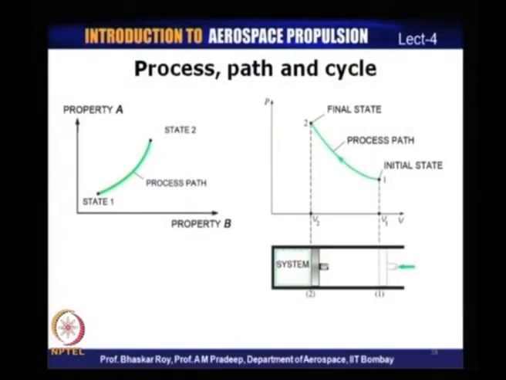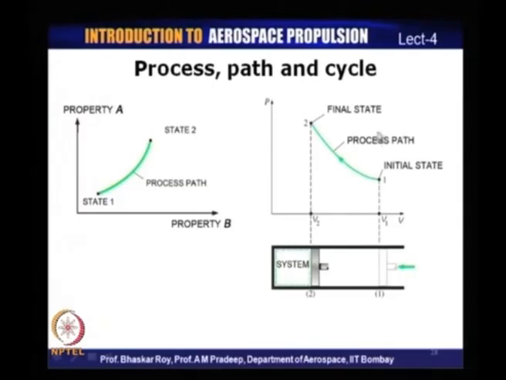Now, what is shown here is a system which has been plotted from a change of state from state 1 to state 2. So, this change of state has taken place through this green line which is shown here, and you can see that there are so many intermediate states or steps in between state 1 and state 2. So, this is referred to as the process path.